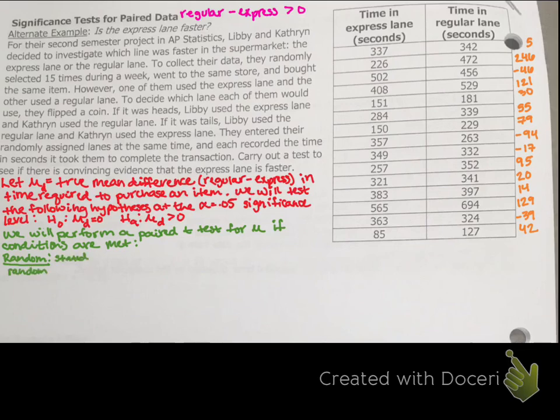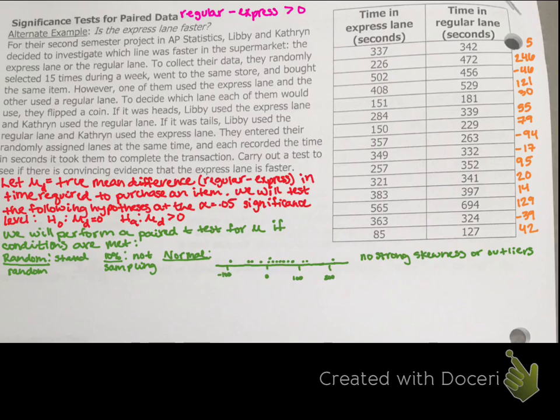It tells us that it's random. 10%, it's not sampling. We're not taking a sample of something out of a big population, so there's no need to check the 10% condition. Normal condition. We have less than 30. We don't know that the population is normal, so we're going to make a dot plot.